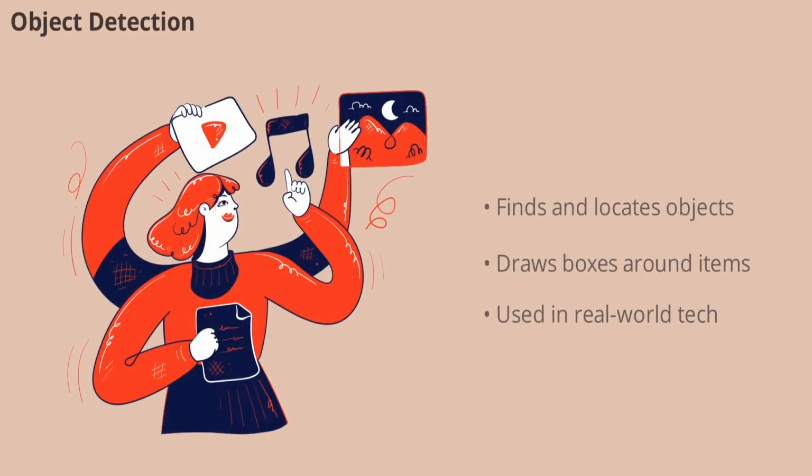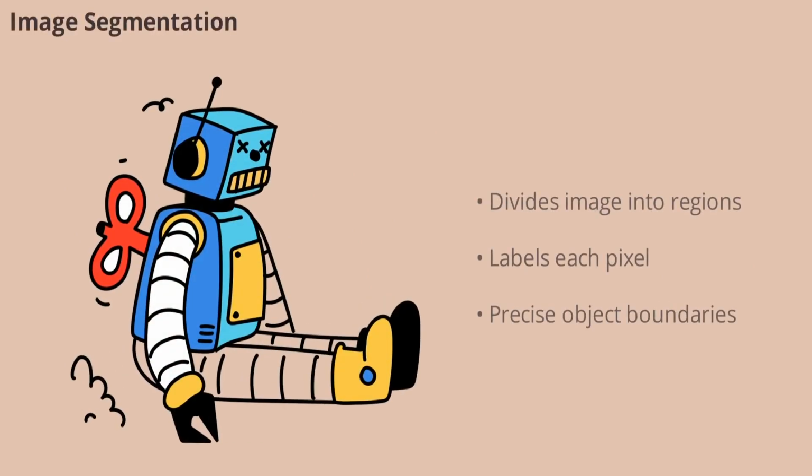Beyond classification, CNNs can also detect and locate objects within an image. Object detection involves drawing boxes around specific items, like people, cars, or animals. The CNN scans the image, identifies features that match known objects, and marks their positions. This technology is used in self-driving cars, security systems, and many other fields where finding objects in images is crucial. Image segmentation takes object detection a step further by dividing an image into regions based on what's inside.